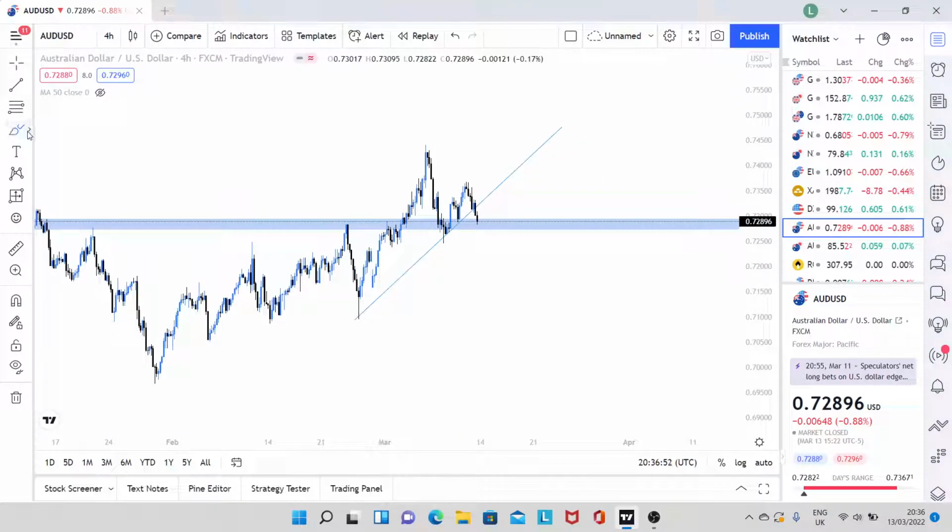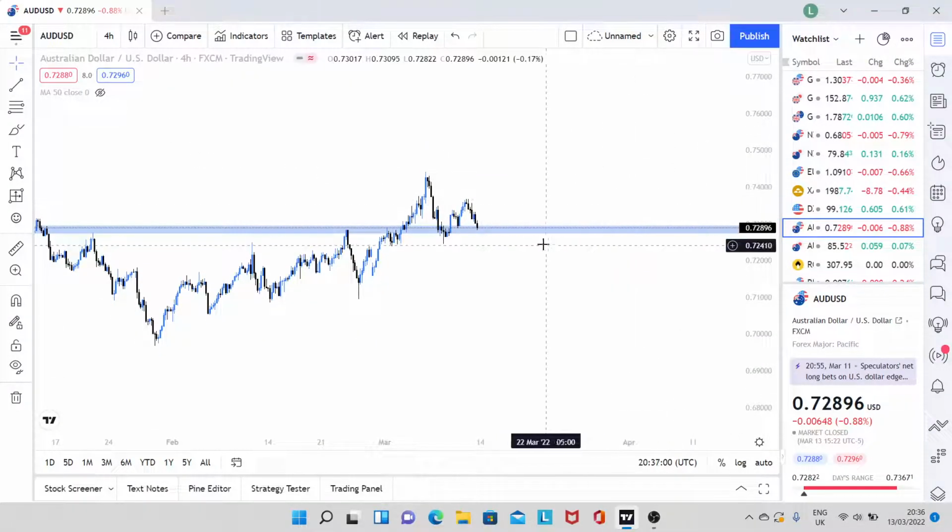We'll just have to wait and see on that front. I'm going to get rid of that because I don't really like using trend lines. We shall see. Let's see what happens in the future. Trading is really just about being patient.